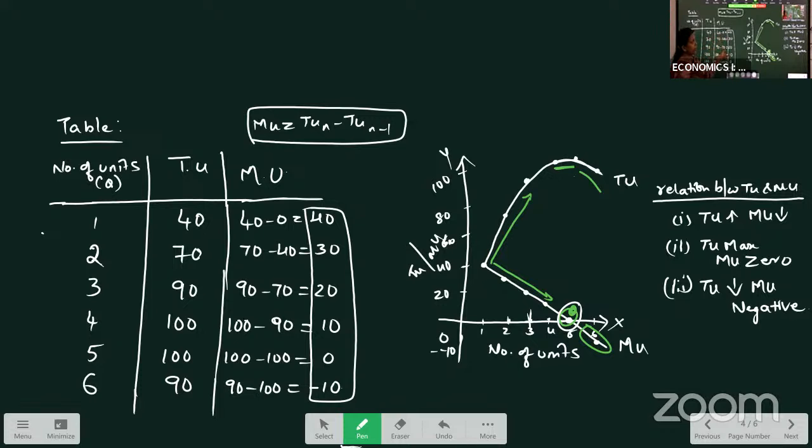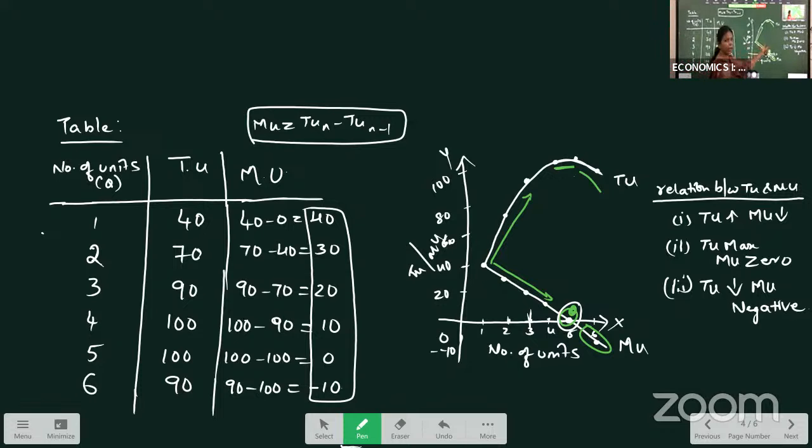What is happening to marginal utility? Marginal utility means the additional satisfaction which is derived from the additional unit. An extra unit, for example, the second mango I'm taking. From the first mango to the second mango, how much extra satisfaction should I get? That extra satisfaction is decreasing. So as the quantity increases, our marginal utility decreases.